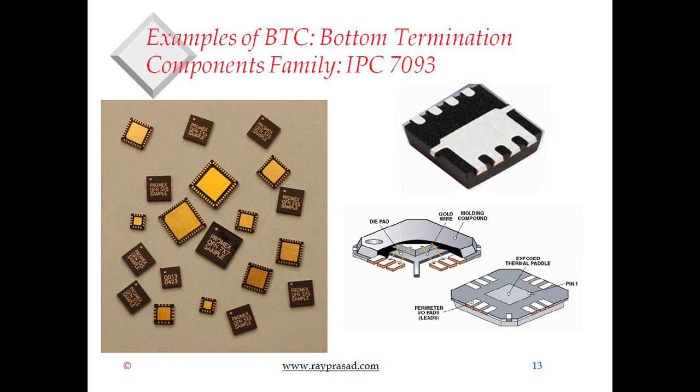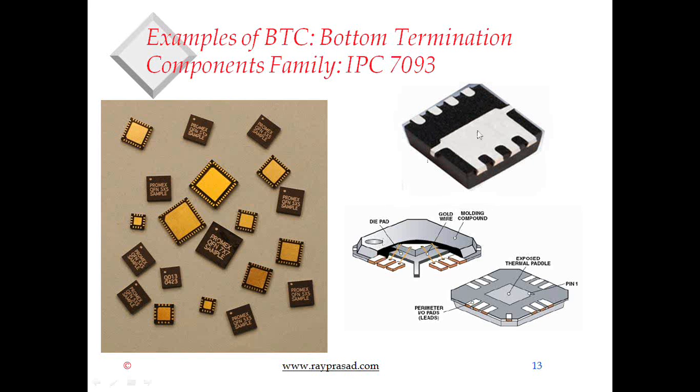Let's move on to slide 13. What you see here on the left is the cover that we use on the IPC 7093. You can see it gives you a sense of size and shapes and color and looks of these various types of the BTC, and new ones are being introduced all the time. But at least it gives you a flavor of what they look like.